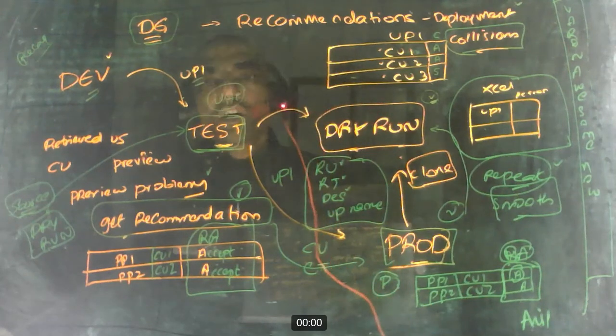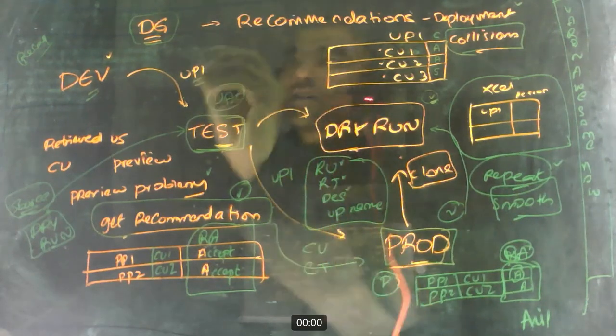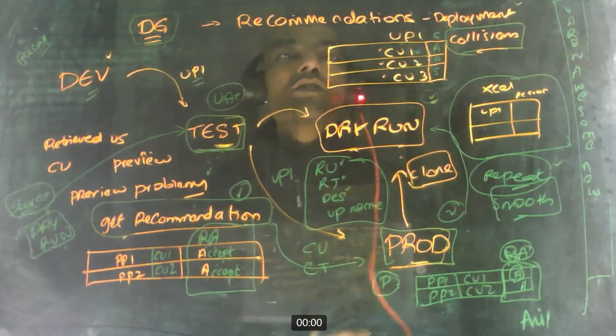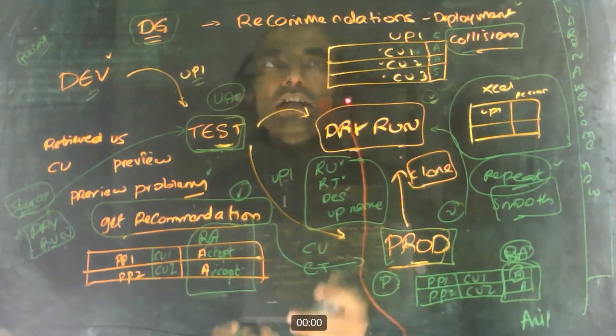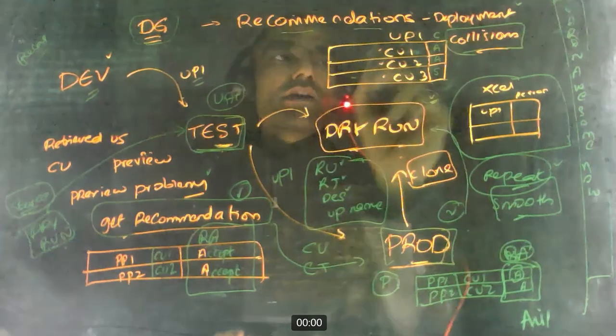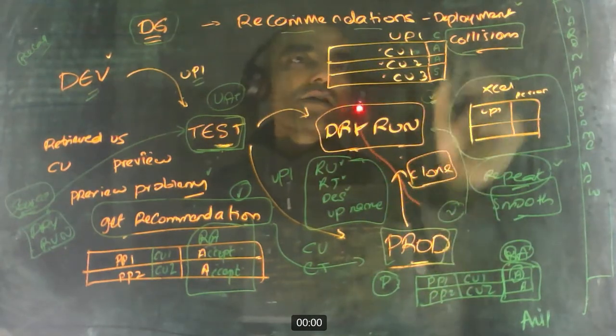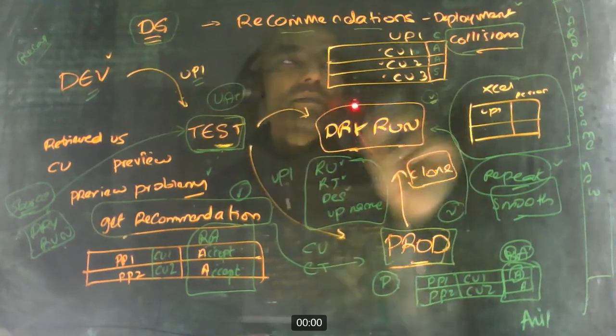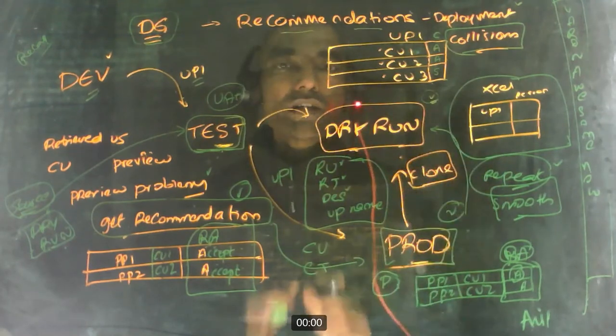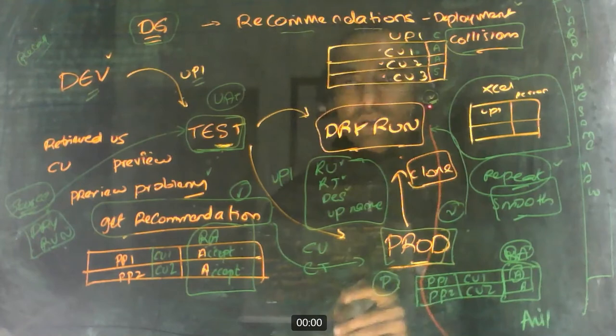In this video, we'll talk about a utility called DG, which is Deployment Genie. So what does this utility do? It will give you recommendations when you are doing deployments. And if you see any collisions as part of deployments, then this utility will give you recommendations on what action has to be taken. So how does it work?